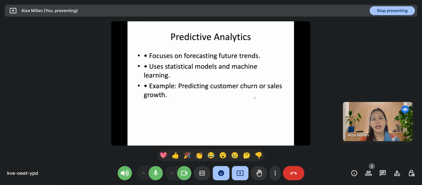Next week, we'll dive deeper into how data is stored and processed in business intelligence systems, specifically focusing on data warehousing and ETL processes.